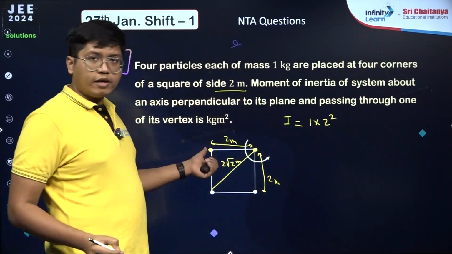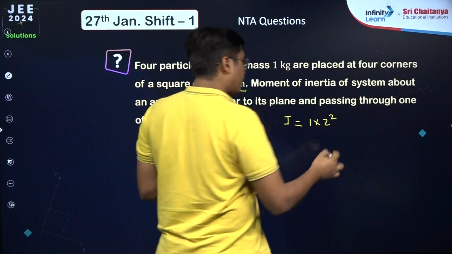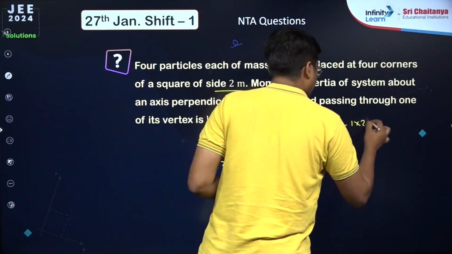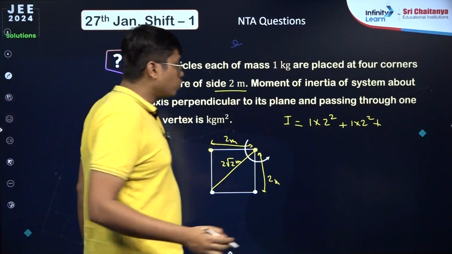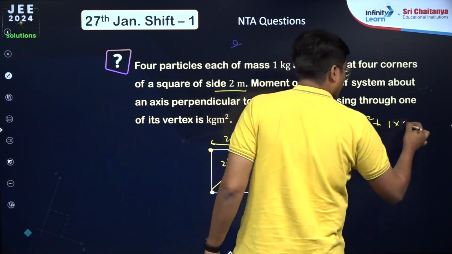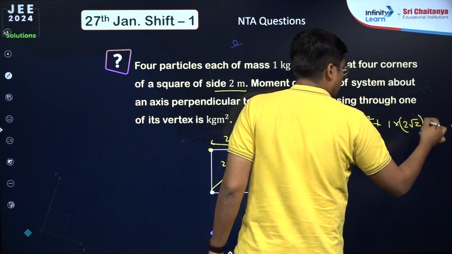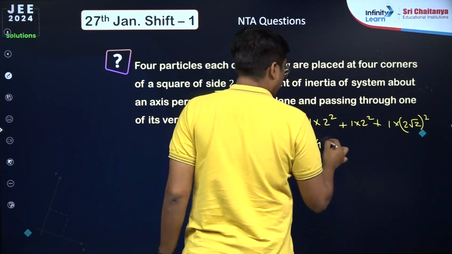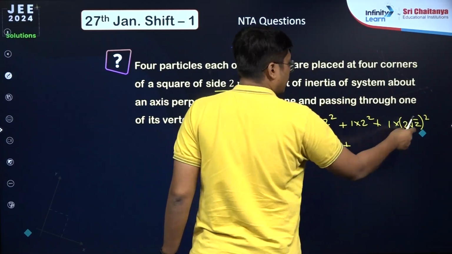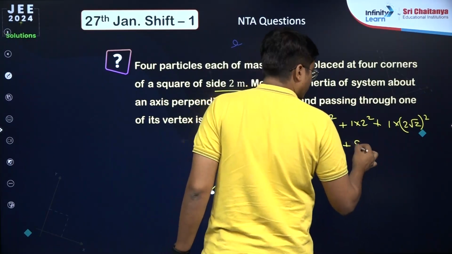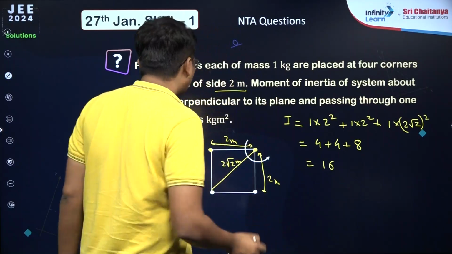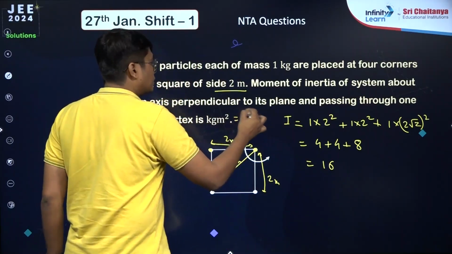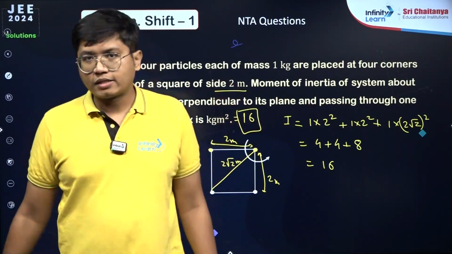m1 into 2 square, mr square for this one, same mr square for this one, plus this 1 kg is at a distance of 2 root 2, so 1 into 2 root 2 whole square. So we get 4 plus 4 plus 8, it comes out to be 16. So the answer is 16. That is the answer for this.